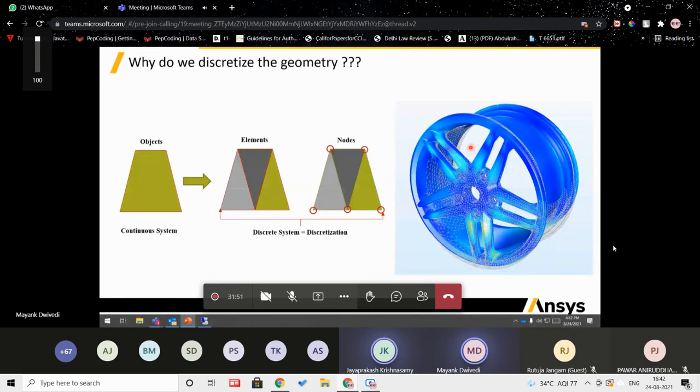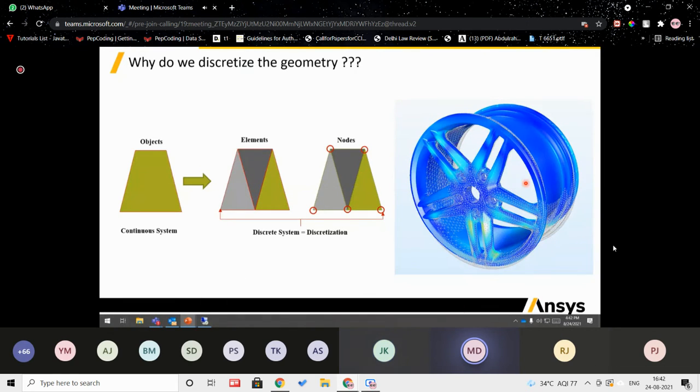In the same way, on the right hand side, if you see a rim is there, the shape of that is also unknown to you. So what you have done is you have simply meshed it with the tet element, or if it is shell modeling, then you can simply put tria or quad. So this is just a brief glimpse of why we do discretization of the geometry.